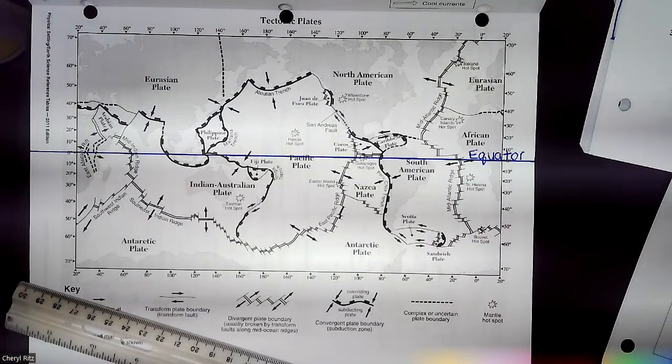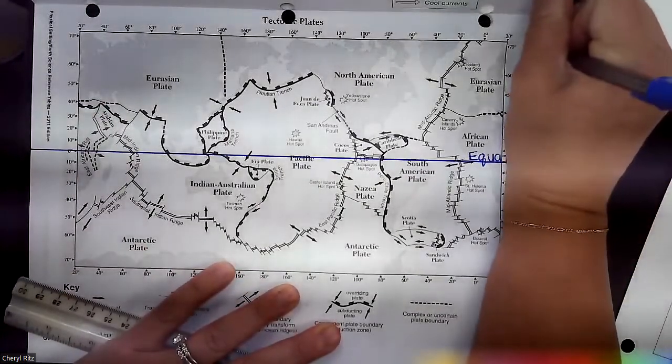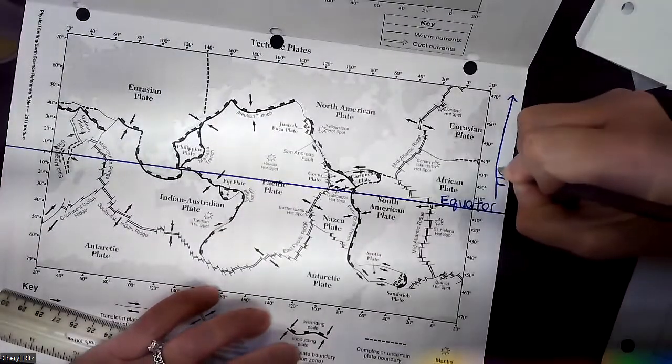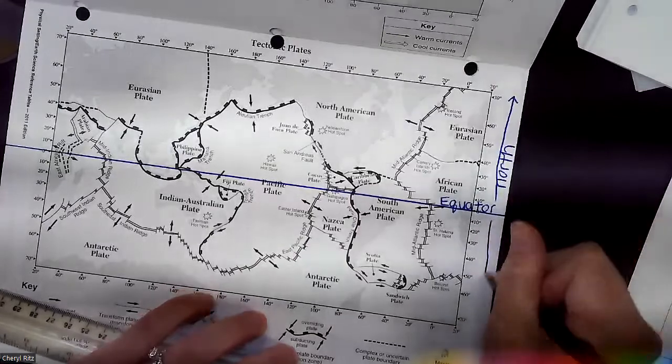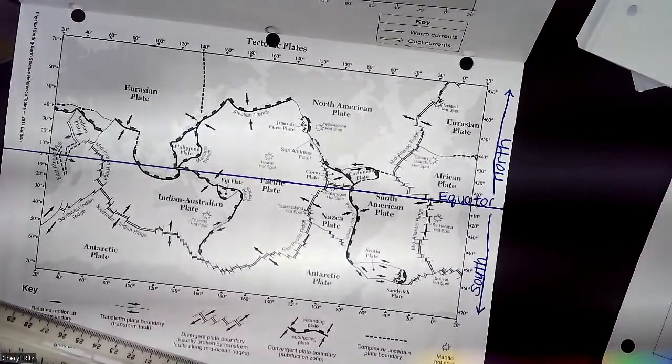Latitude measures how far north or south of the equator we are. So north is this way, and south is this way. We have just broken our map up into the northern hemisphere, anything north of the equator, and the southern hemisphere, anything south of the equator. So let me ask you this, where's Florida?